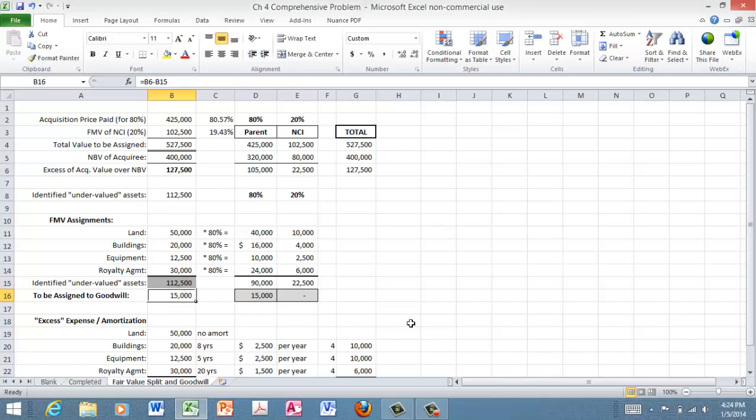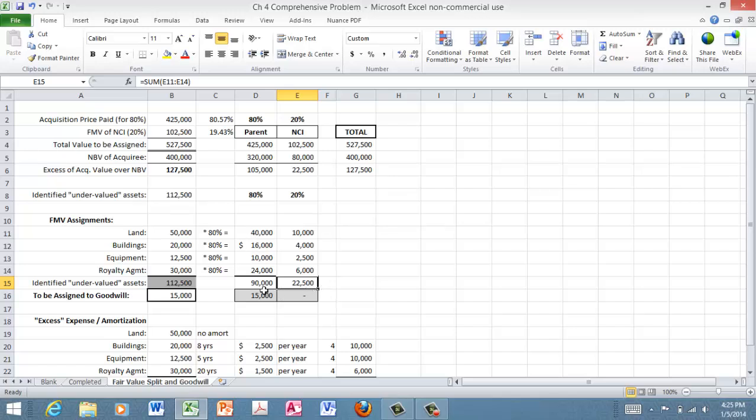And then if we had an excess of 127,500 minus the 112,500, then our goodwill is going to be 15,000. But this is what I want you to see: we're going to split these various undervalued assets by the respective ownership percentages. So you can see the 50,000 times 80% is 40,000. And then to make up the total 50,000, I'm going to drop 10,000 over here in non-controlling interest. So all these amounts are the same formula up here. And sure enough, we are then able to allocate the entire 22,500 for our non-controlling interest. All that is allocated to these specific assets.